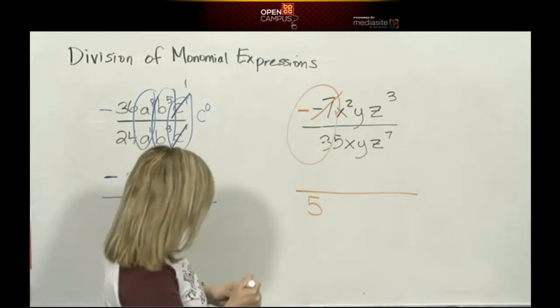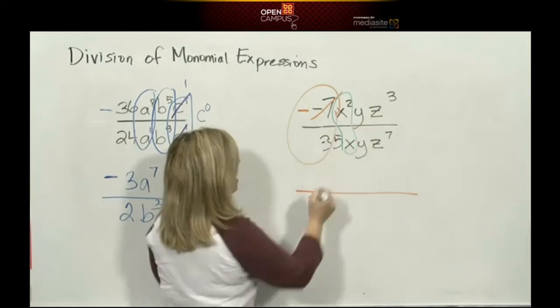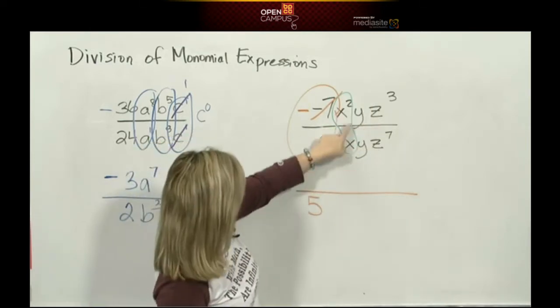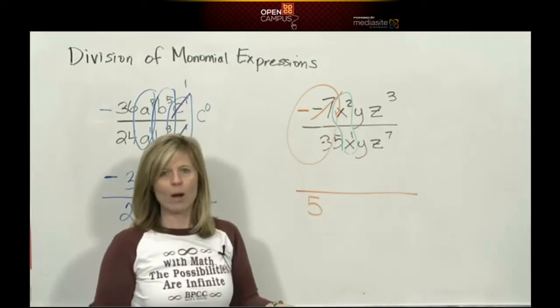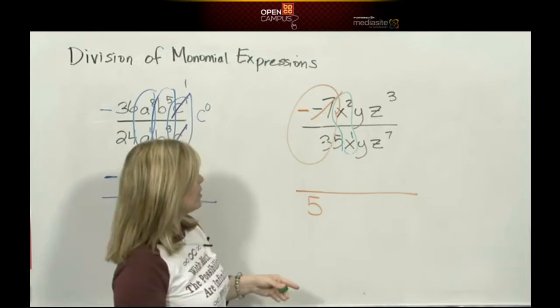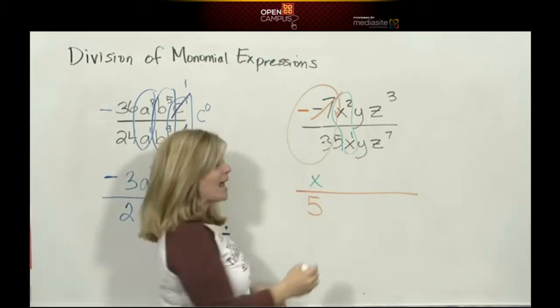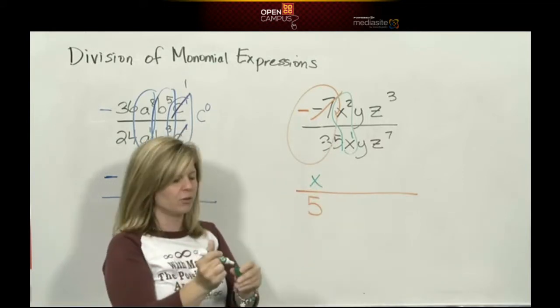Now we're going to divide our variables. So we're going to find our same bases. So there I go. I have x squared divided by x. So I subtract my exponents. 2 take away 1 is 1. Where do I put my x to the first? Where there's the bigger amount, in the numerator. Do I need to write x to the first? No, I don't need to write an exponent of the 1. It's understood to be there.